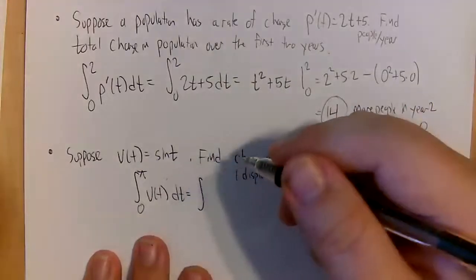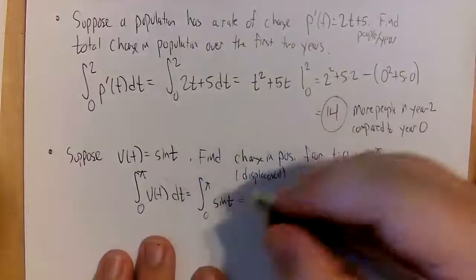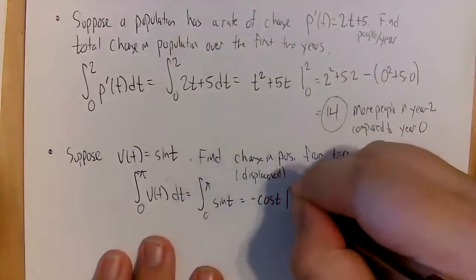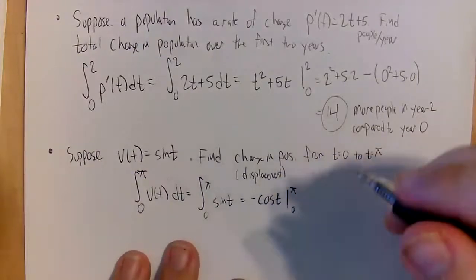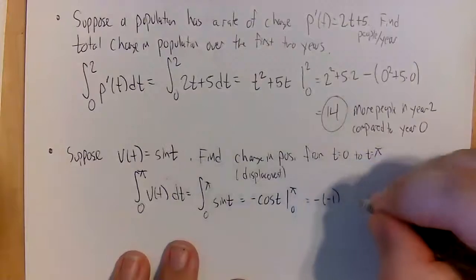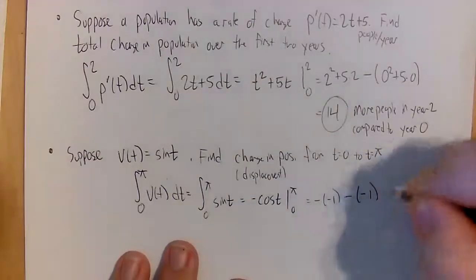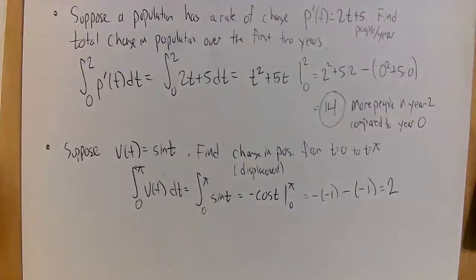All right, so we have the integral from 0 to pi of sine of t. Now, the antiderivative of sine is negative cosine, and then we'll be plugging in 0 to pi. So I plug pi in for cosine. I have negative negative 1 minus negative cosine of 0, which will be 1. So all in all, for this, we end up getting 2 for our answer here. So it seems like this particle changed position 2 in the forward direction.